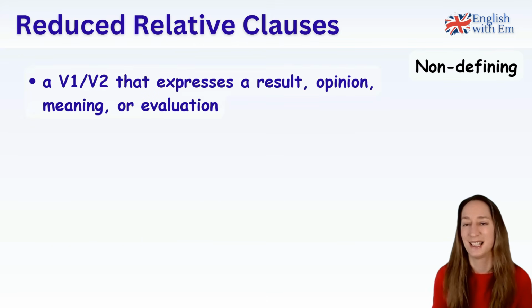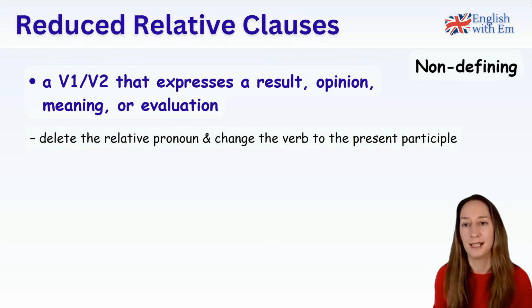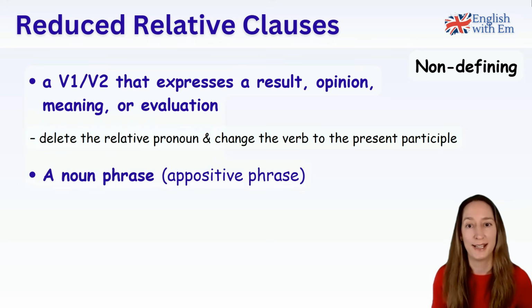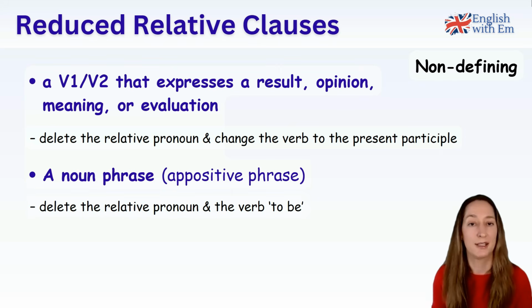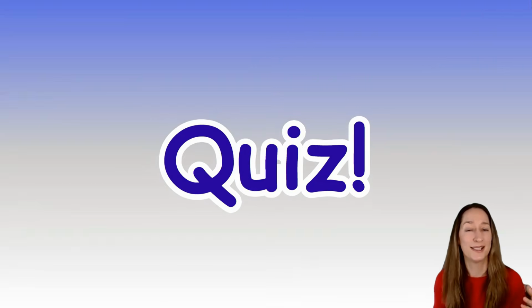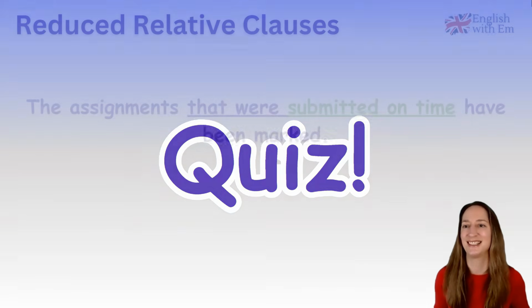Non-defining. A verb 1 or verb 2 that expresses a result, opinion, meaning or evaluation. Delete the relative pronoun and change the verb to the present participle. A noun phrase. Delete the relative pronoun and the verb to be. Now let's have a quiz to test your new skills.